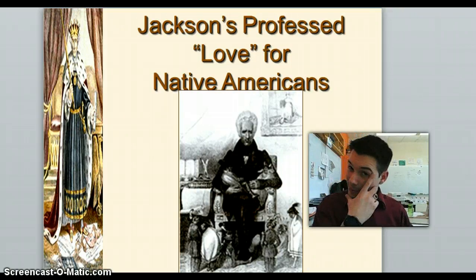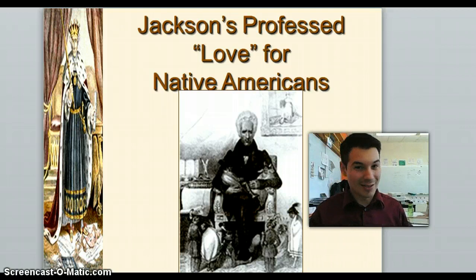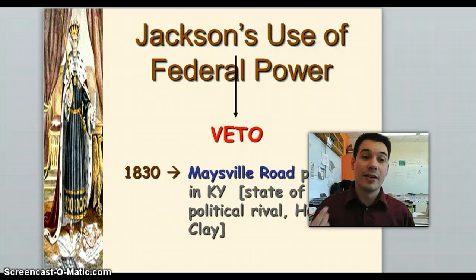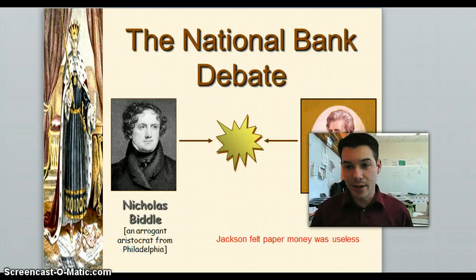And of course, there are many political cartoons that show otherwise Jackson's professed love for Native Americans. Now, the bank is a whole different issue. Jackson does not like the bank. In fact, Jackson doesn't like paper money, which is ironic because he's on paper money. He's on the $20 bill. But he vetoes, he uses the federal power to veto the charter for the Second National Bank.